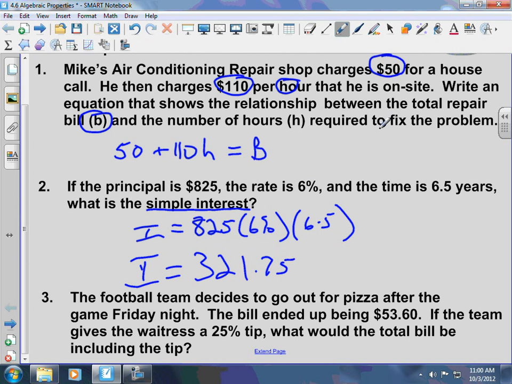Now you have to be careful. You have to remember to put the percent sign on your 6. If you don't do that, you're going to end up with an answer that is $32,175. Now, you have to ask yourself, is the answer reasonable? Did anybody get 31,000? Yeah. You did? Okay, because you forgot to put the percentage next to the 6. If you get an answer like that, you have to ask yourself, is that reasonable?